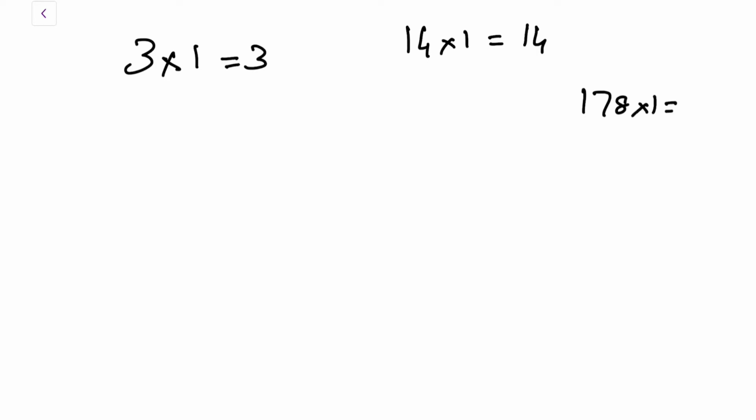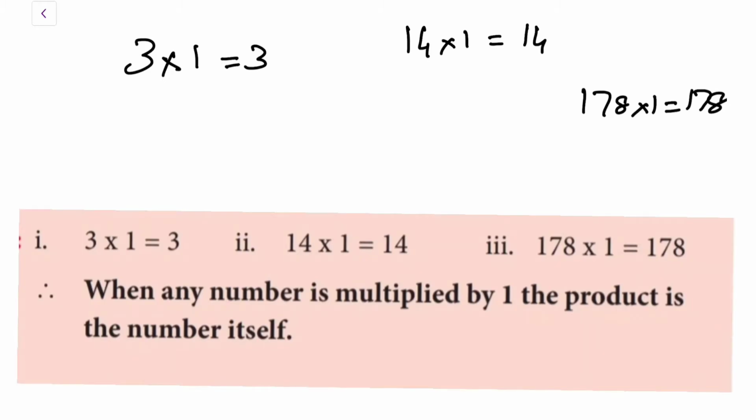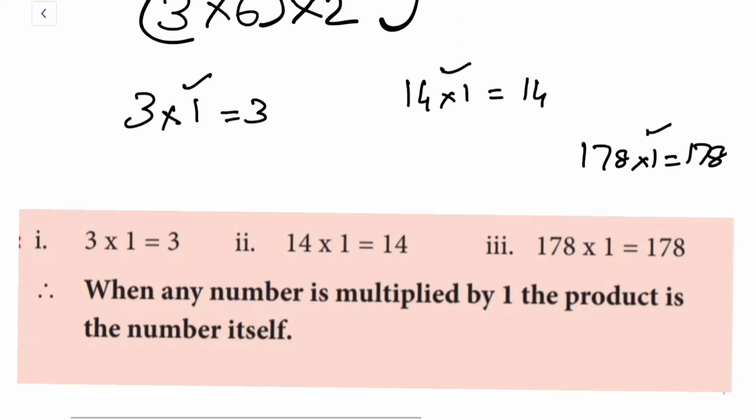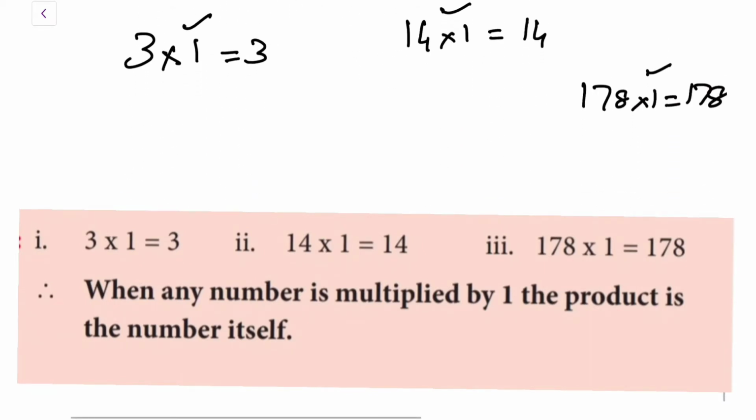Now, let's observe the following. 3 into 1 is 3. 14 into 1 is 14. 178 into 1 is 178. So what can we learn from this? When any number is multiplied by 1, the product is the number itself.